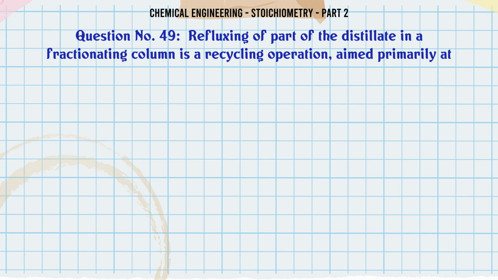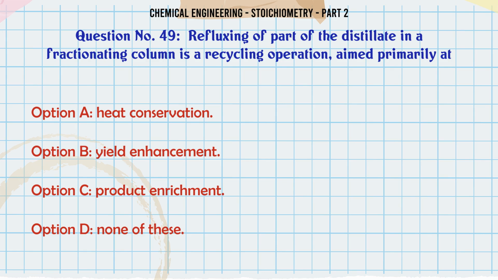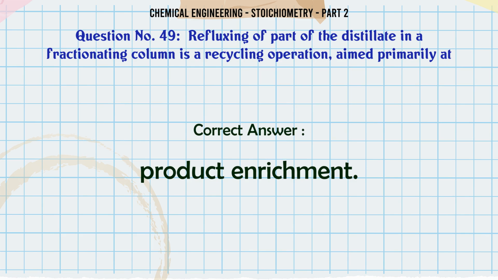Refluxing of part of the distillate in a fractionating column is a recycling operation aimed primarily at A. heat conservation, B. yield enhancement, C. product enrichment, D. none of these. The correct answer is product enrichment.